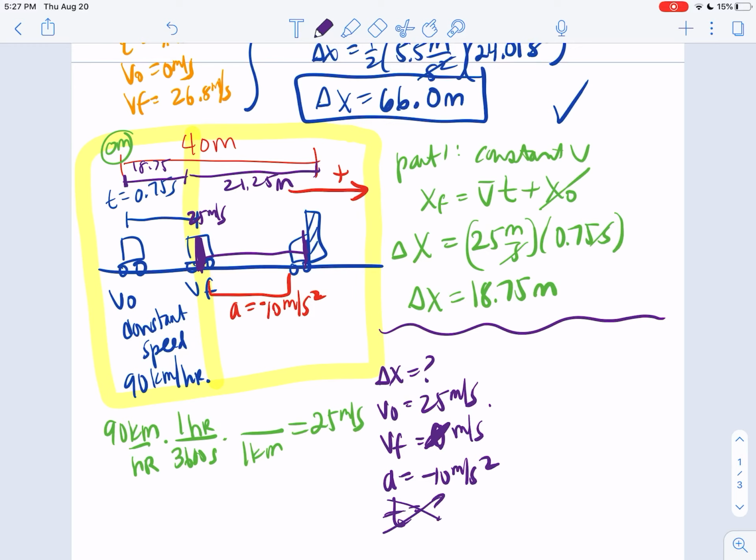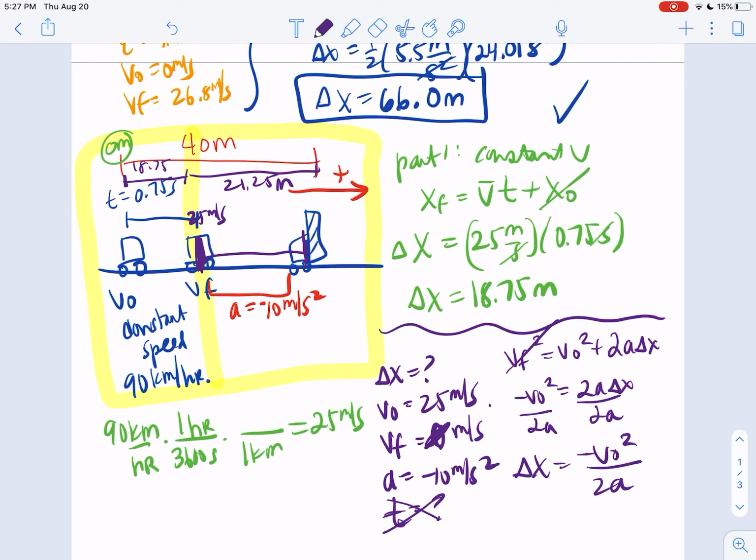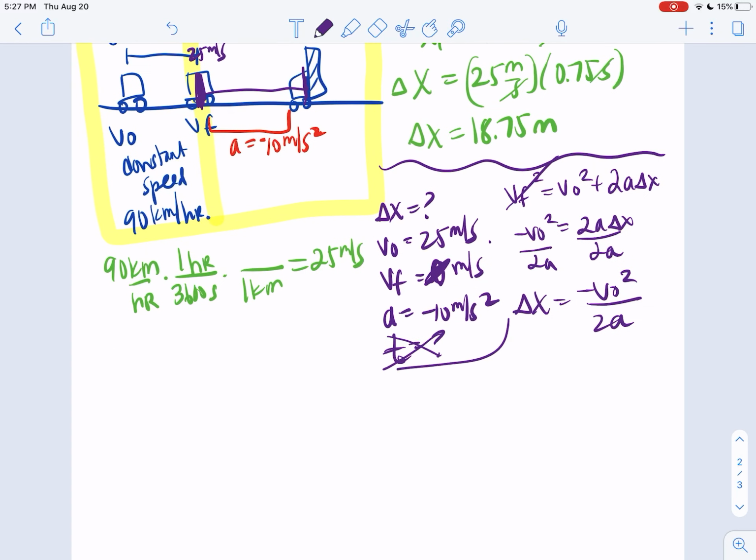I don't care about the time. Let me use this equation, right? Because I can solve for the delta x now. Okay, all right, so this goes away right away. So I'm going to go ahead and isolate for the delta x. Then I get a nice clean, this guy, okay? All right, move down here a little bit.